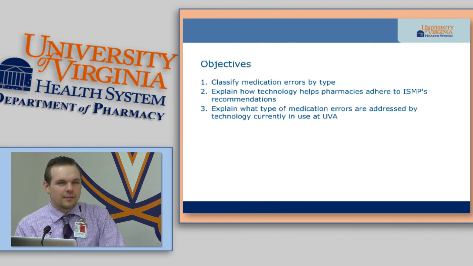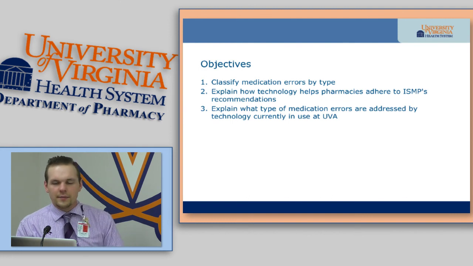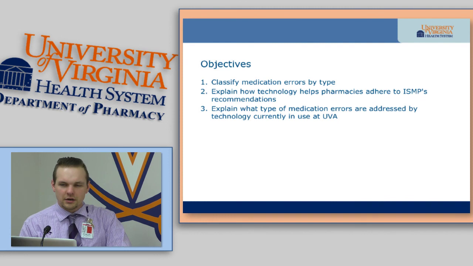So first we'll talk about the types of medication errors. Different organizations define them differently or categorize them differently. And then we will talk about some patient safety organizations, some recommendations that are set forth by ISMP and some other organizations as well. And then we'll go on and we'll talk about specific systems, specific pieces of technology, and how they address medication errors.